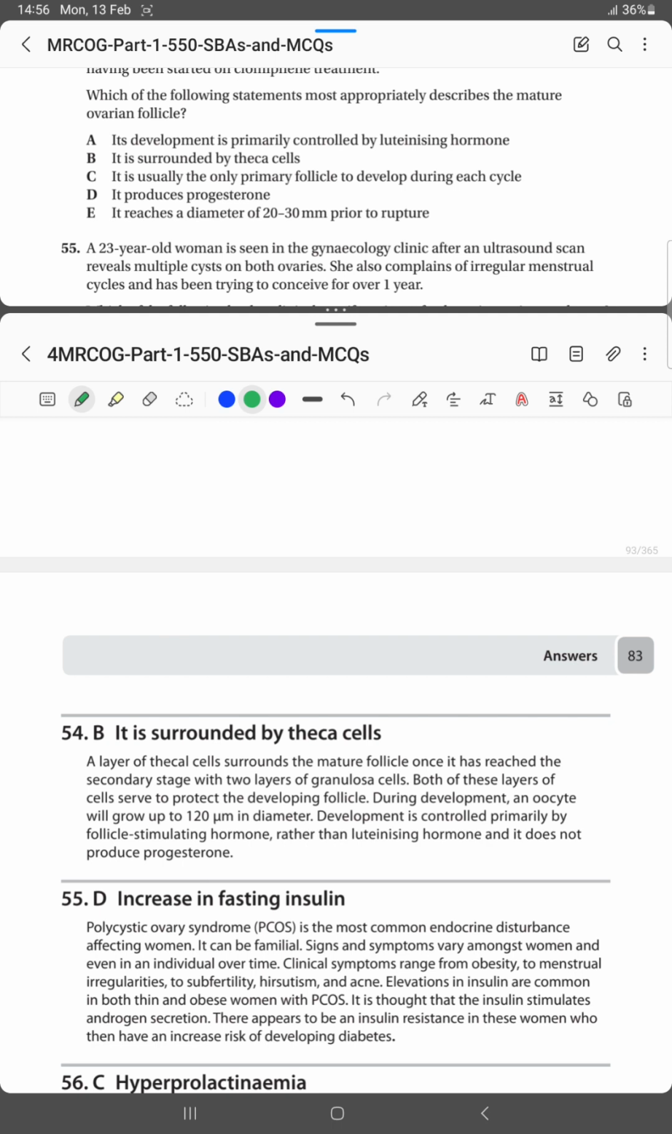Both of these layers of cells serve to protect the developing follicle, and during development, the oocyte will grow up to 120 micrometers in diameter, and development is controlled primarily by the follicle stimulating hormone rather than the luteinizing hormone, and it does not produce progesterone.